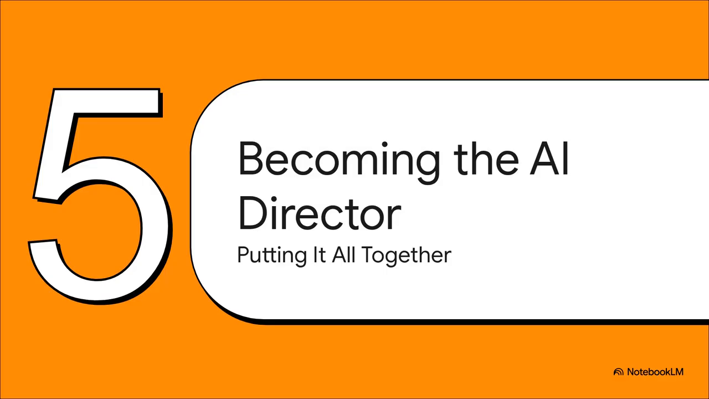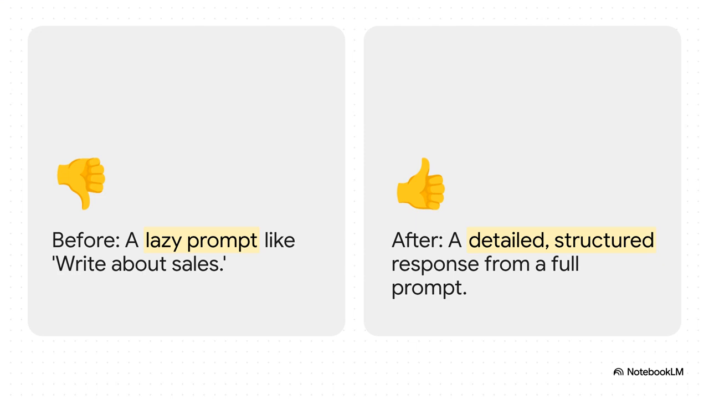When you combine role, task, context, reasoning, format, and those stop conditions, you literally transform from being a passive user into an active AI director. And here's the payoff. On the left, our sad, useless result from "write about sales." But on the right, a detailed, structured, incredibly useful response that was generated from a prompt built with our 6-part template. The difference isn't just a little better. It's the difference between useless and invaluable.